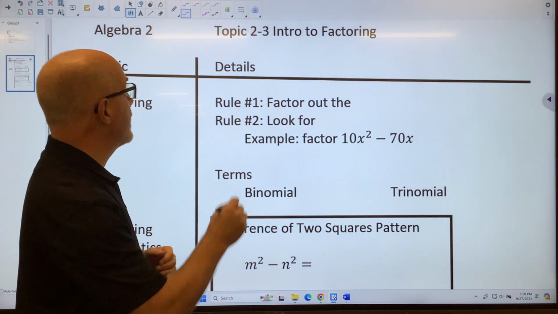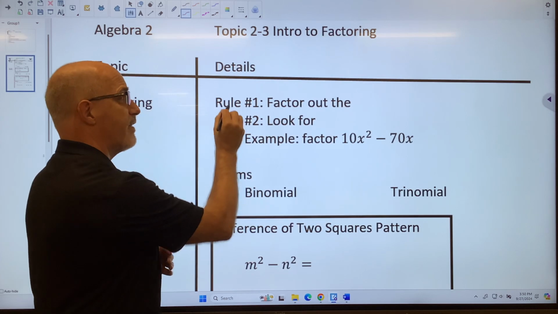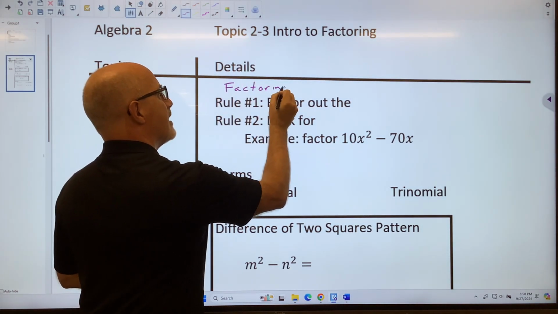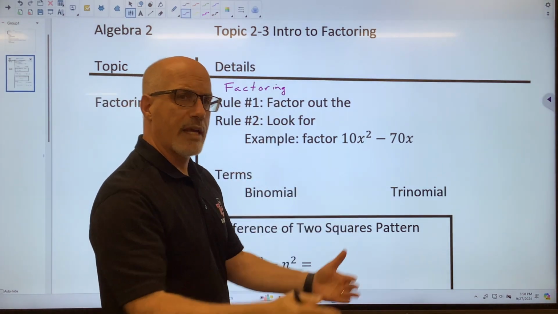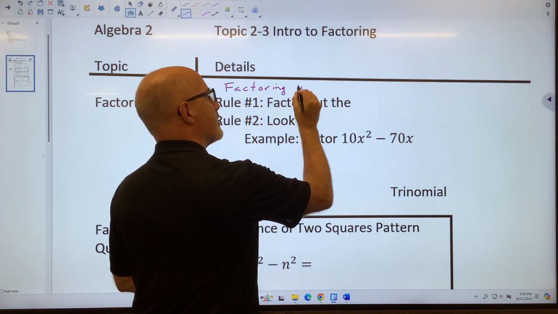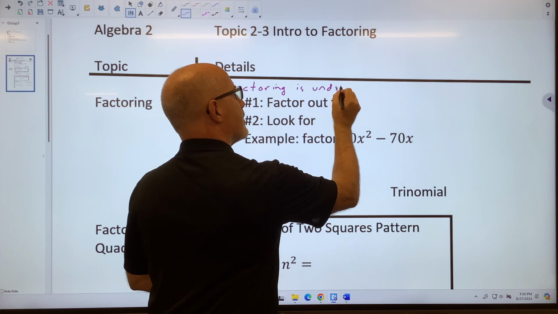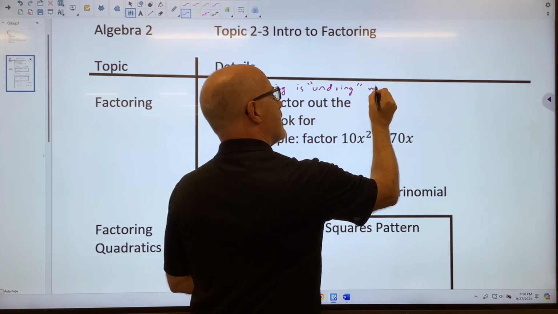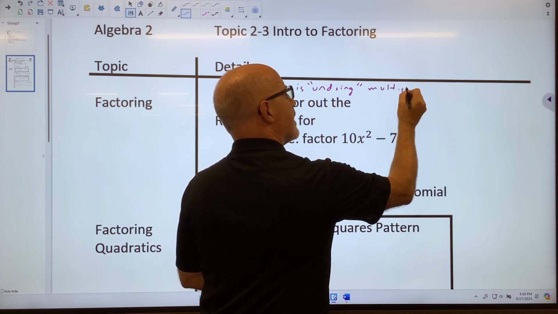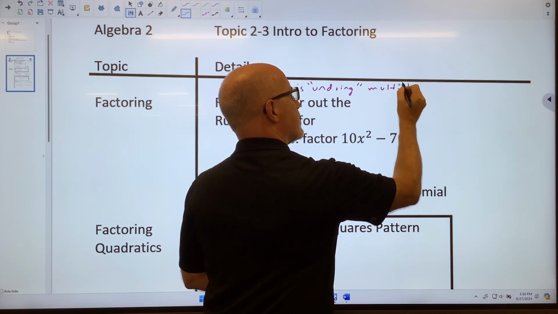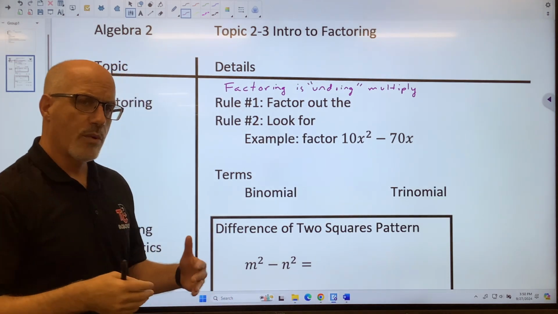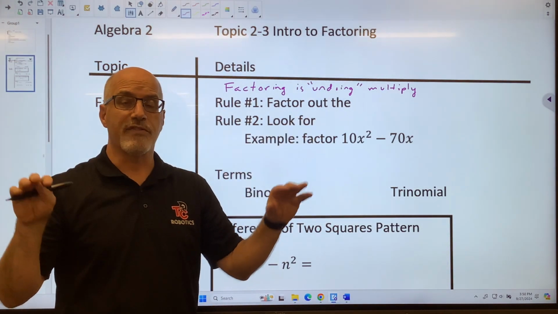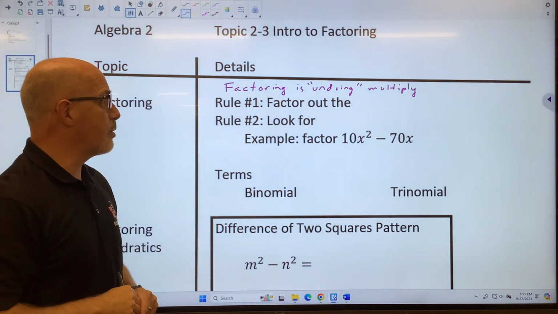So first of all, in looking at this, we want to talk about what factoring is. Factoring is "undoing" multiplication. I'll put undoing in quotes, but when we multiply together, we usually get, for instance, these trinomials and binomials. We want to take that final result after you multiply and undo it to see what the original factors were. So that's what we want to do with the factoring.